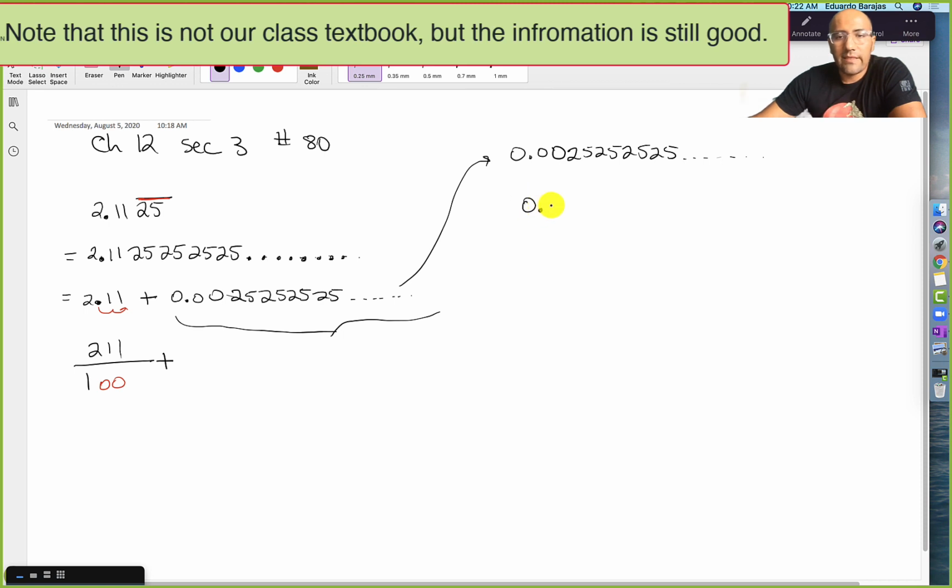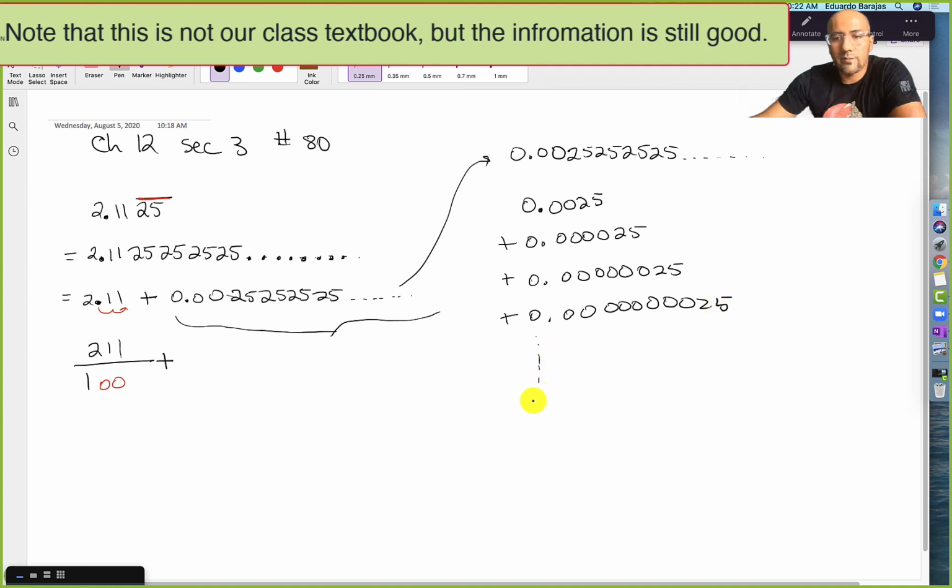I'm going to say that it's equal to 0.025, the first place where it begins to repeat, I'll cut it off there, plus 0.1234 spaces, and then a 2, 5, plus 0.123456 spaces, and then 2, 5, plus 0.12345678, and then another 2, 5. Okay, so you start to see the pattern that we develop here, dot, dot, dot.